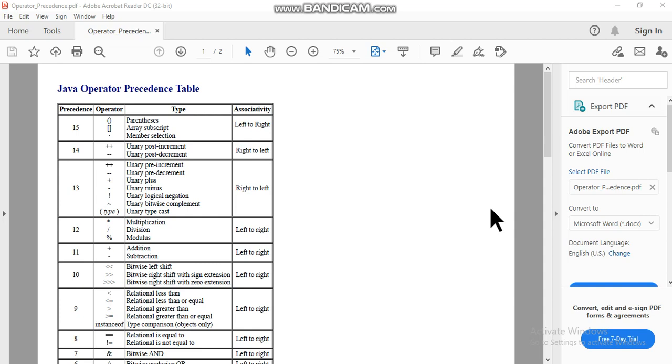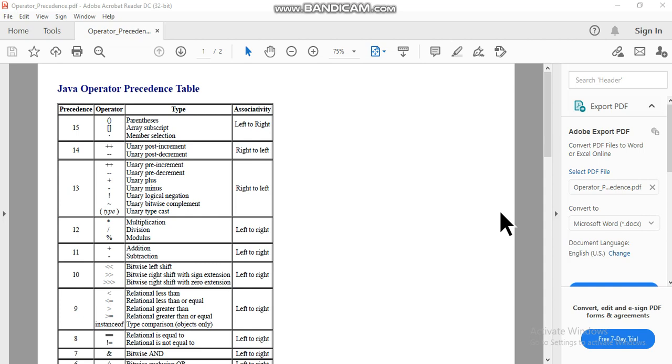Today in this video we will see what you mean by operator precedence in Java. So what is operator precedence? Let's see one by one. Starting with, we'll see operators and their associativity. Associativity is the relation in which direction the code flows, from left to right or right to left.